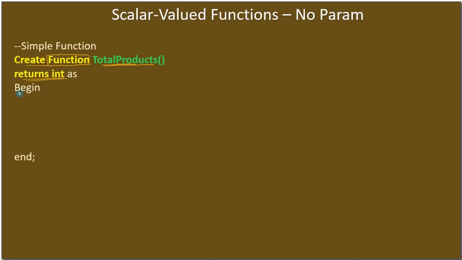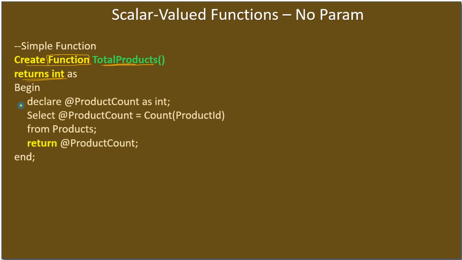Then, like a procedure, we define the function body. Inside this function body we will place a statement that defines the function. Like a procedure, inside the body of the function you can declare variables. We already saw how to declare a variable inside the procedure body. The same rules are applicable for the function body as well. Here our variable name is product count, and its data type is integer.